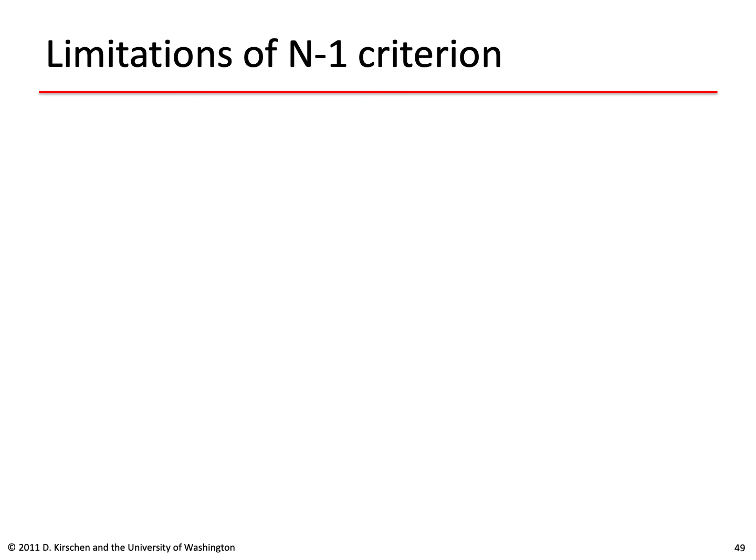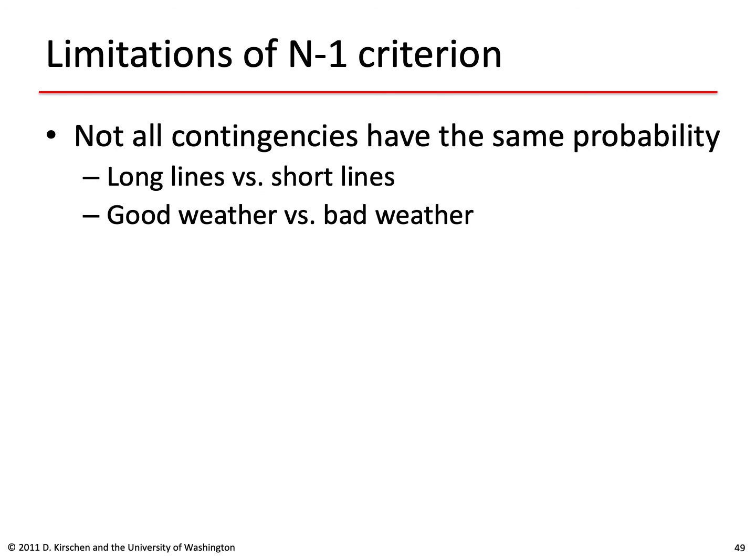The N-1 criterion has the main advantage that it is very simple and relatively straightforward to implement. However, it has some major limitations. For example, not all contingencies have the same probability. Lightning is much more likely to strike a long line rather than a short line, simply because of its length. And the probability of a contingency is much, much lower in good weather as opposed to bad weather.